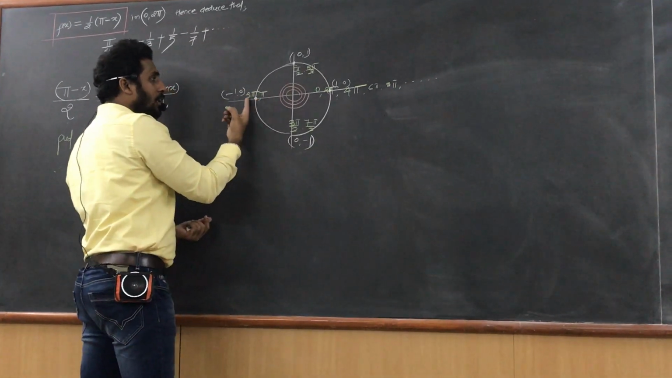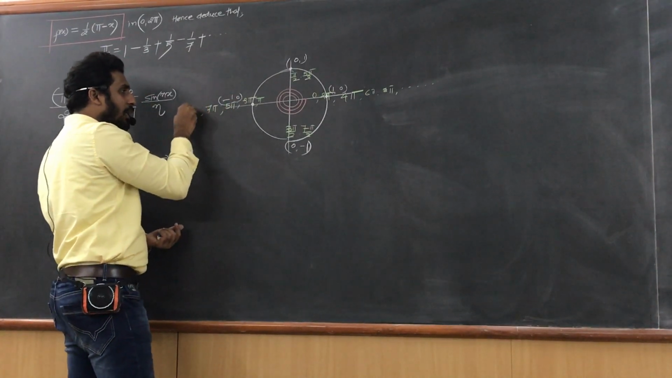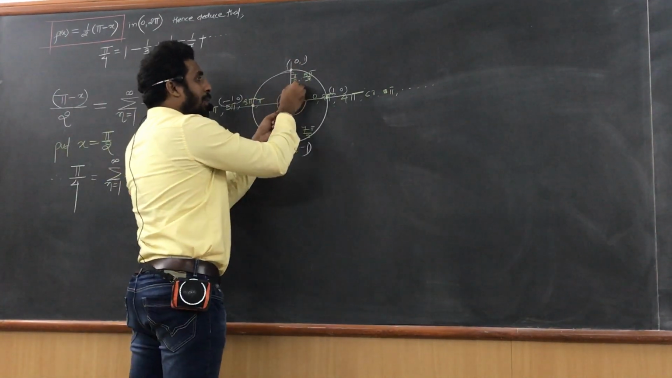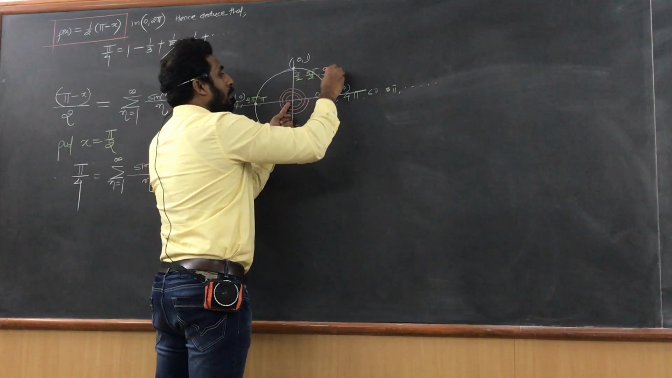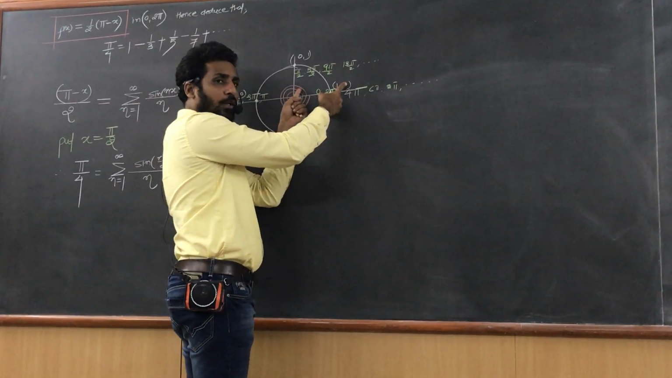Look at this, pi, 3 pi, then what? 5 pi, then what? 7 pi, and dot dot dot. Can you all understand? All odd numbers. Look at this, pi by 2, 5 pi by 2, then there is 9 pi by 2, then there is 13 pi by 2, and so on. Can you all understand multiples of pi by 2?